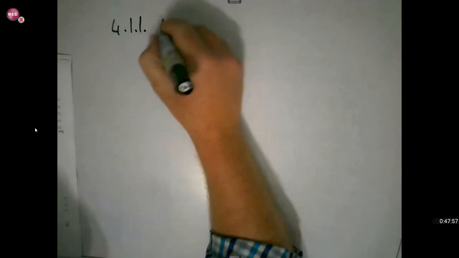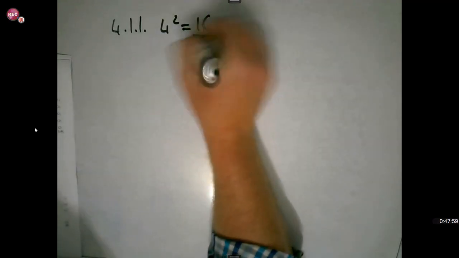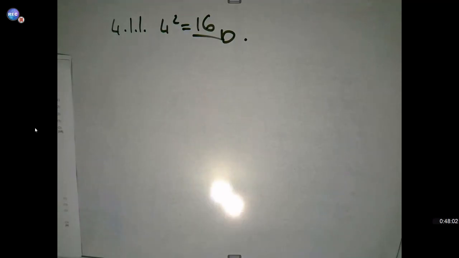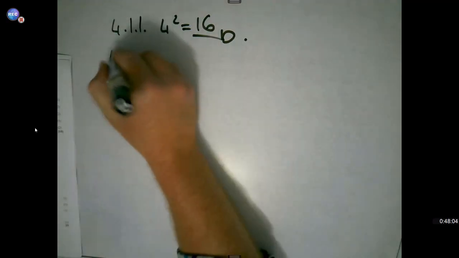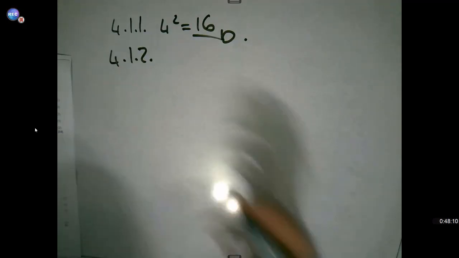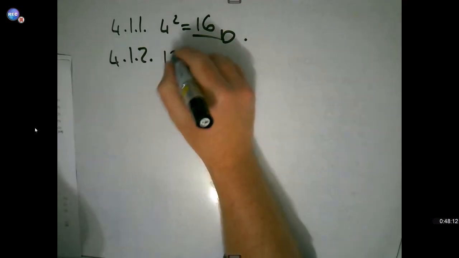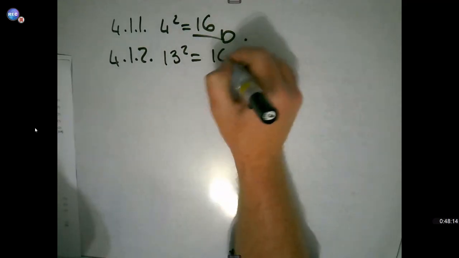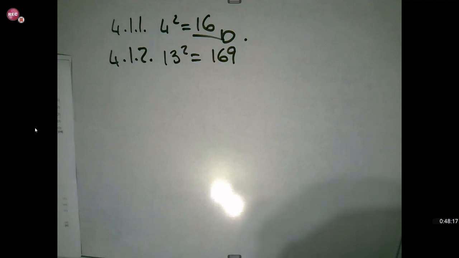They say, write down the number of dots in the 4th pattern. You're squaring each pattern, so you would say 4 squared for the 4th position, and that will give you 16 dots. Done and dusted. Then 4.1.2, they say write down the number of dots in the 13th pattern. That's easy. You're squaring each position, so it's 13 squared, which gives you 169. There we go.